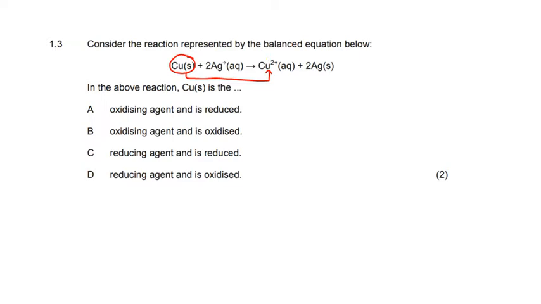Now we used to learn that if you lose negativity, you become more positive, and by negativity we mean electrons. So you can see that the copper has basically become more positive. It went from having an oxidation number, if you want to speak technically, of 0 to +2. So it basically lost electrons. What do we call the loss of electrons? Well, it's oxidation.